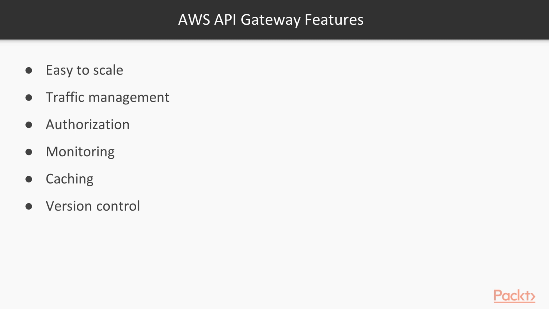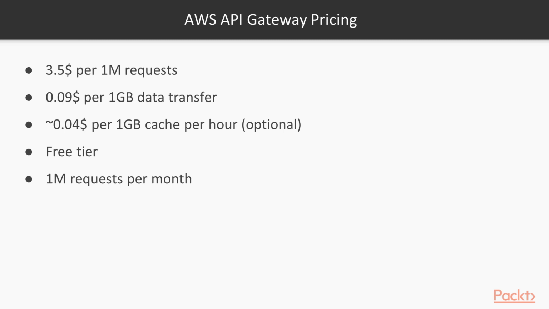Now let's look at the pricing. One of the main advantages of API Gateway is the pay-as-you-go system. There are two main numbers to keep in mind: $3.5 per 1 million requests and 9 cents per 1 GB data transfer. Caching is optional and can be pretty expensive, so you need to make sure that it helps to reduce the cost of the backend. As you can see, API Gateway can be extremely affordable for your project. Finally, AWS API Gateway is part of the free tier, and you can get 1 million requests per month for free.